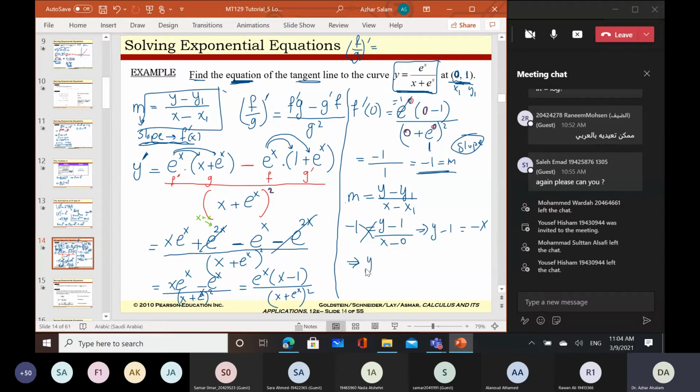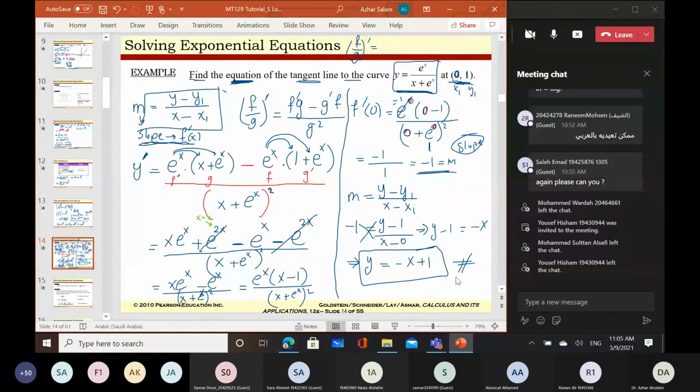So I will try to write y alone in one side. It will be y equals to minus x plus 1. This is the required equation of the tangent line to this curve. Okay, هذه هي معادلة الخط المماسي المطلوبة. Okay, this is the required result.